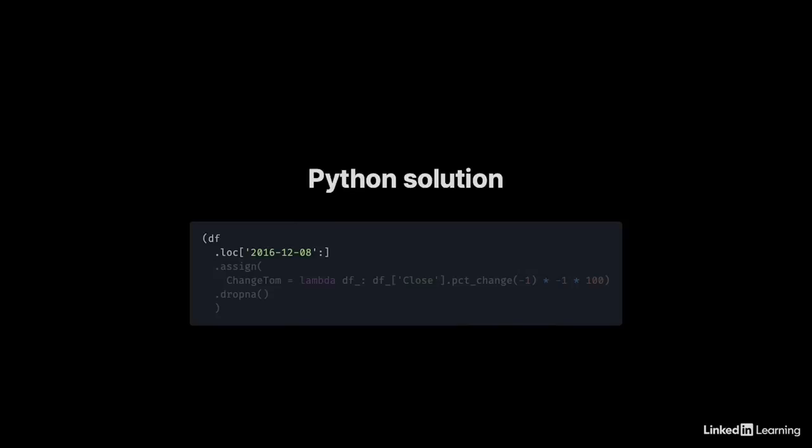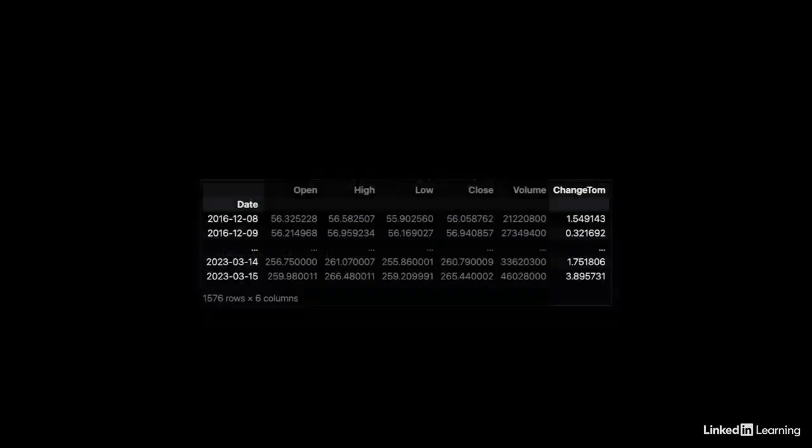We use the function loc to filter the rows from 2016. Then with the function assign, we create a new column and we remove the missing data that have been produced. We execute and then we get the data frame we wanted.